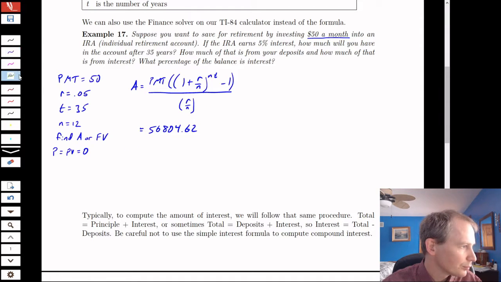Okay, so after 35 years, we will have $56,804.62.